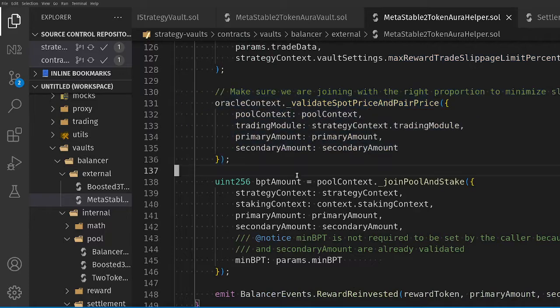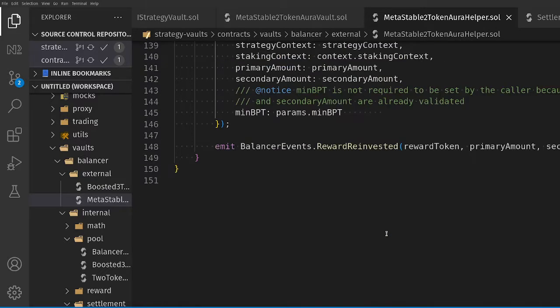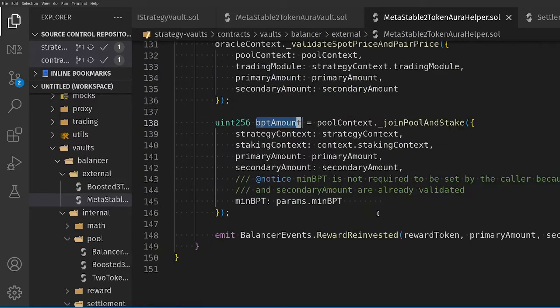Then we go ahead and validate that the current spot price in the pool and its oracle price are within some bounds, so that we know there's no flash loan manipulation or MEV occurring on the pool before we join. And then at that point, we're just going to join and increase the BPT amounts on the vault itself.